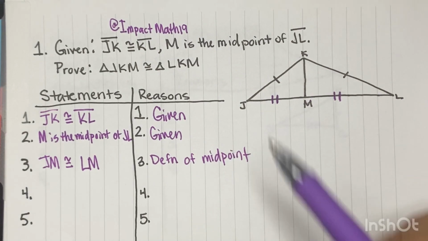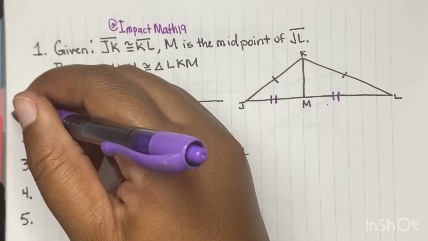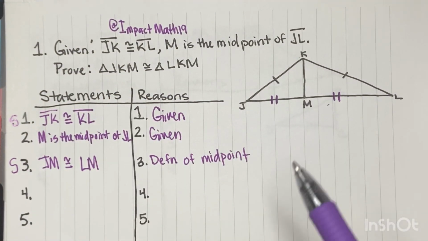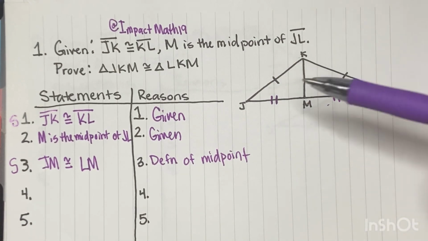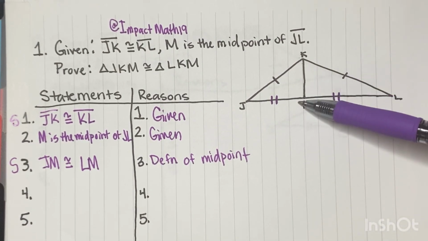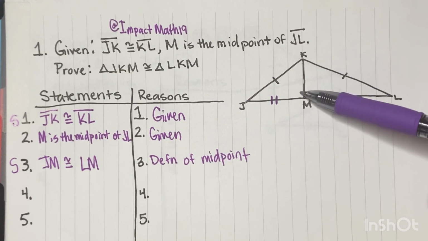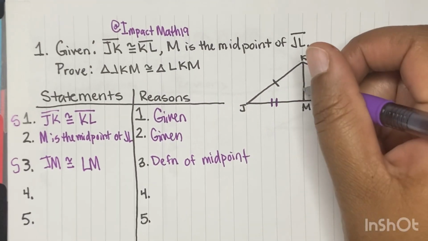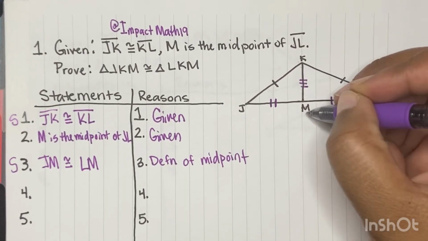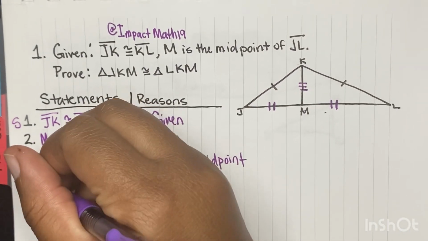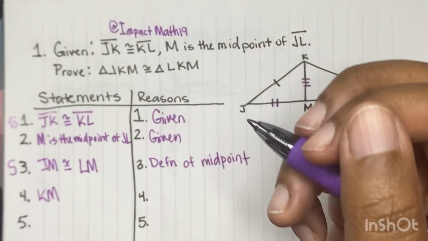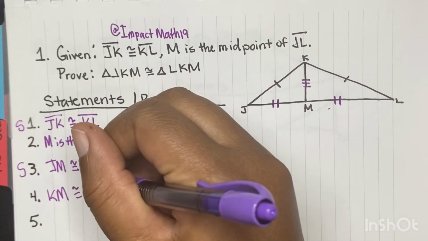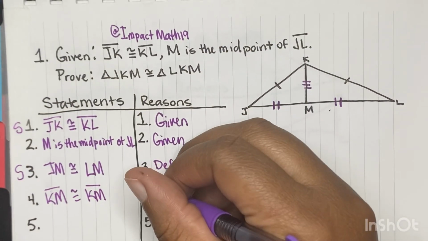Now, right now we have two sides. We have a side here and a side here. Now we need our third side. Whenever you have a triangle touching in the middle like this, this is your third side, okay? So we could say that KM is congruent to KM by the reflexive property.